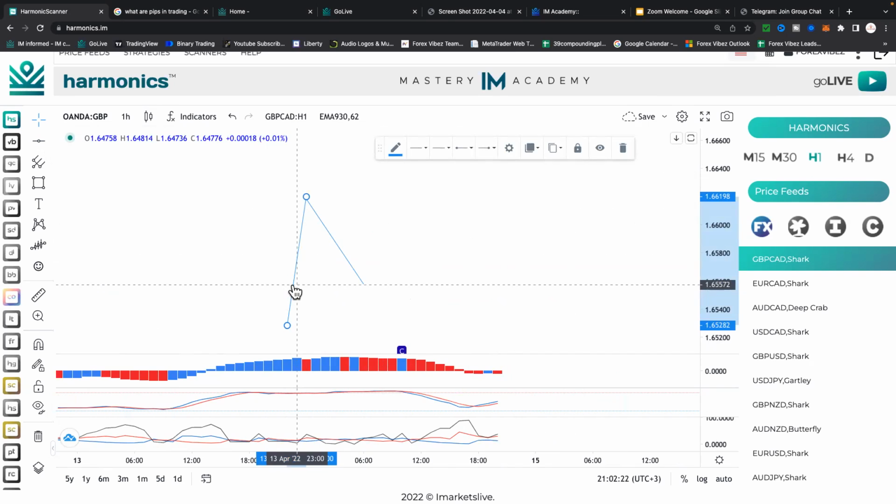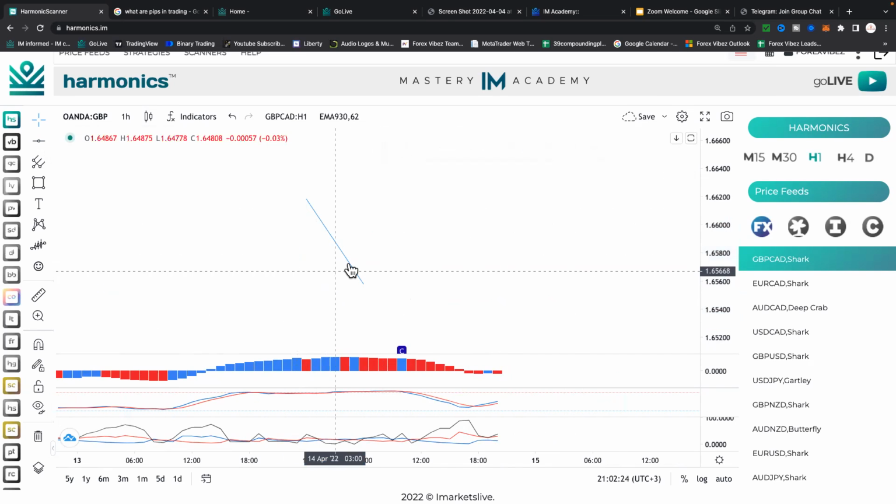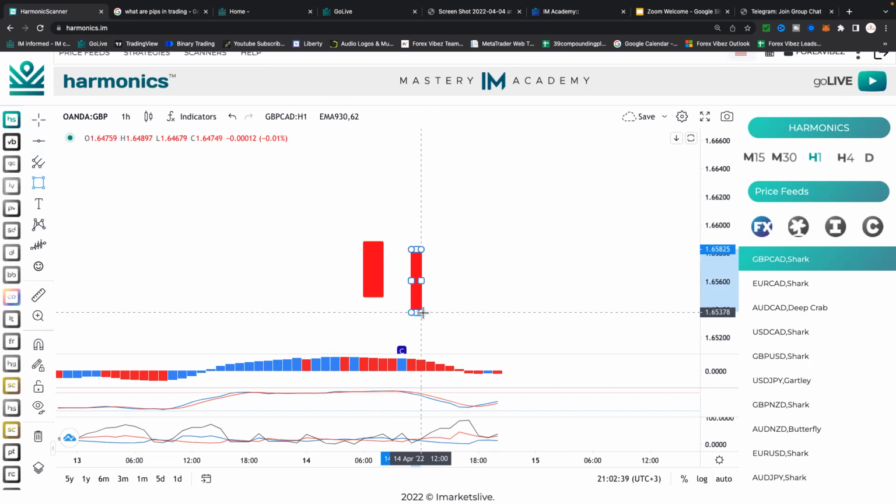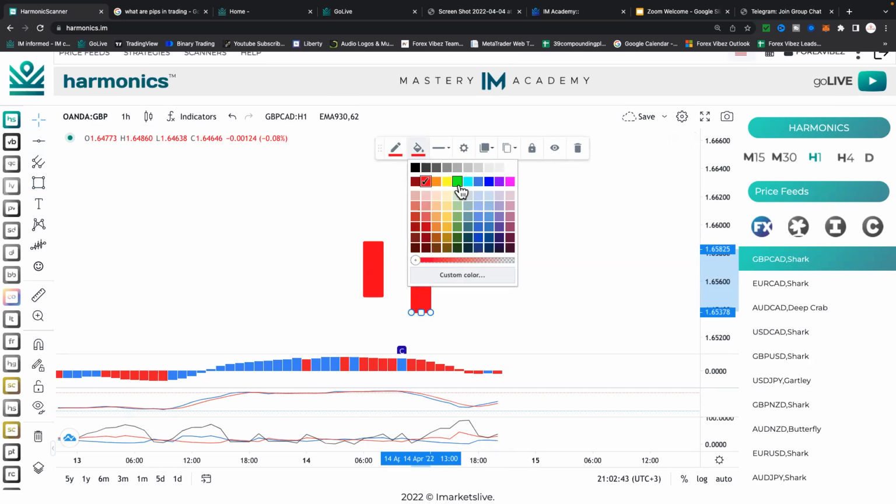Another thing to know about the Forex market is that, just like with stocks, because I know a lot of people know about stocks, each one of these is called a candlestick. That's just the name of them. When you see red, that means a sell. If you see another candlestick and it's green, let's change this to green, that means you're in for a sell, or sometimes it could be a buy.